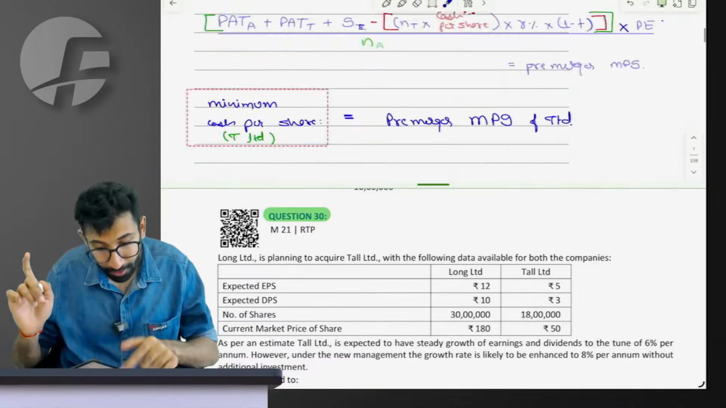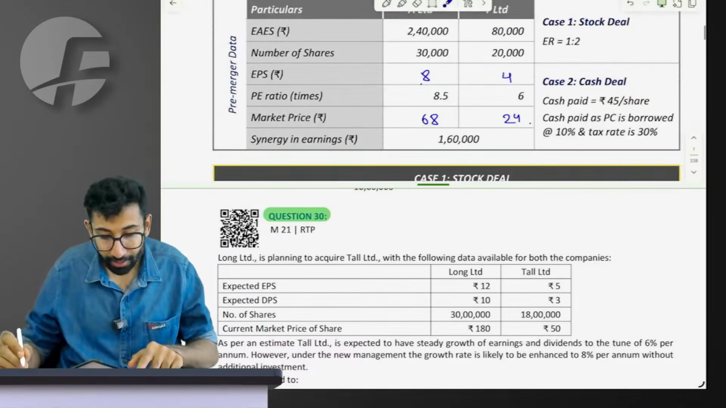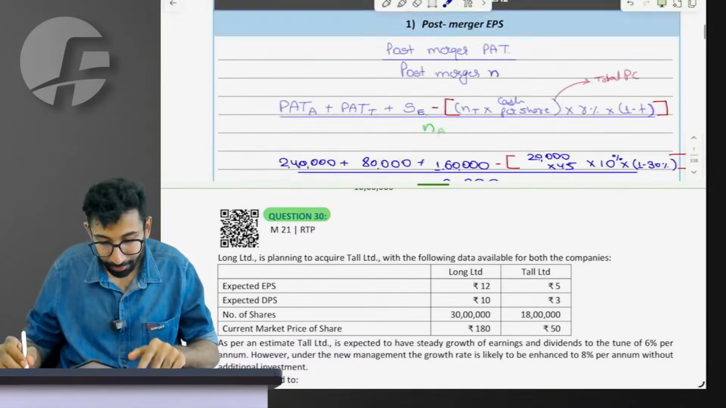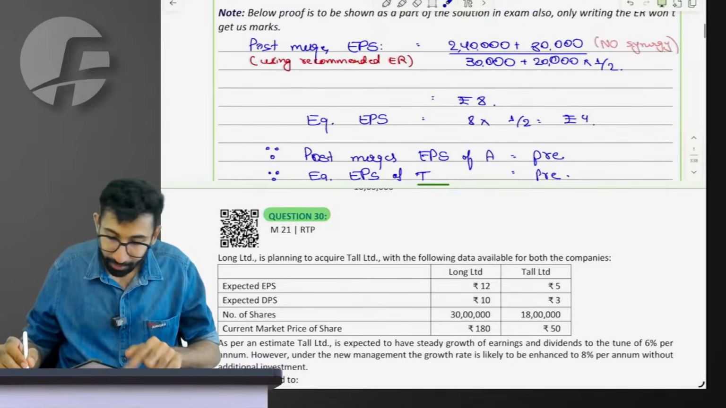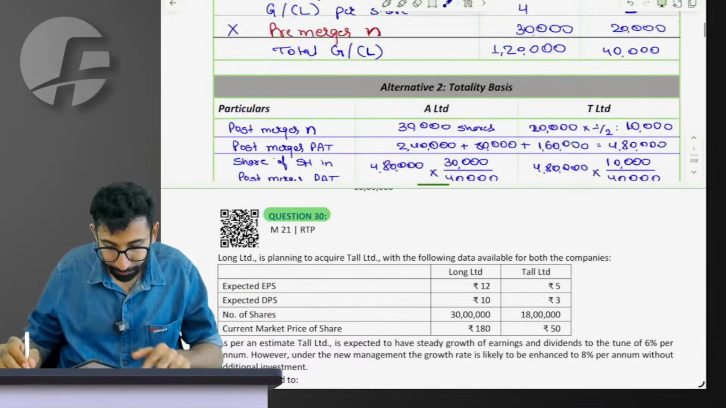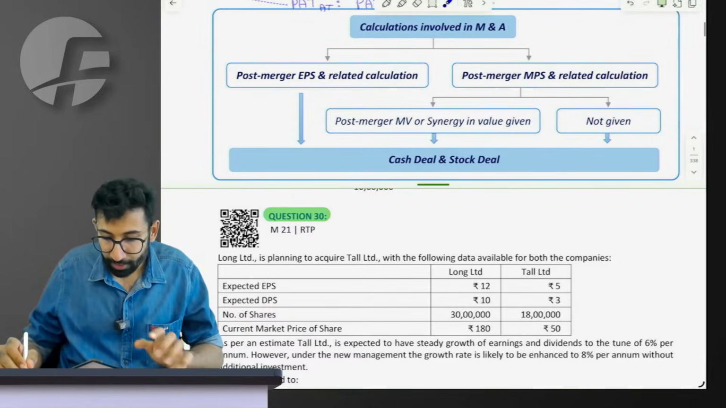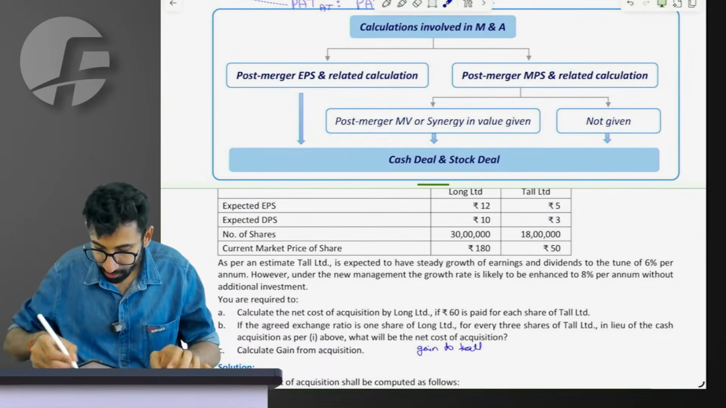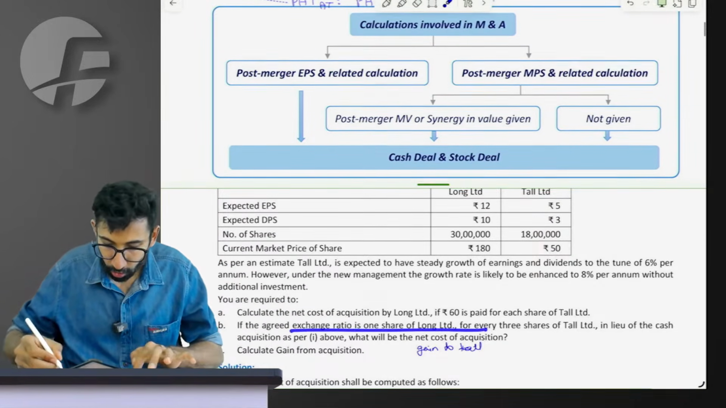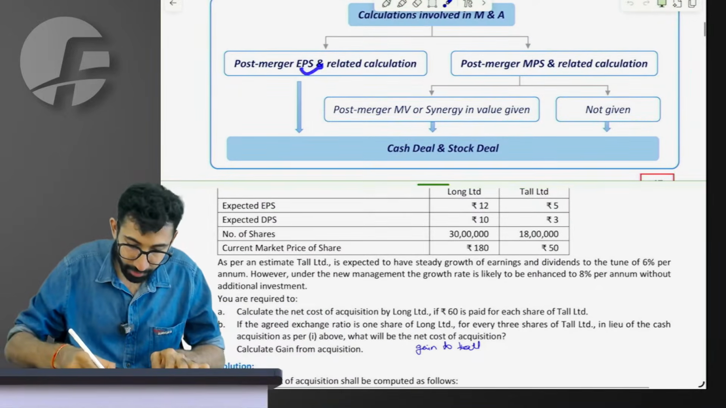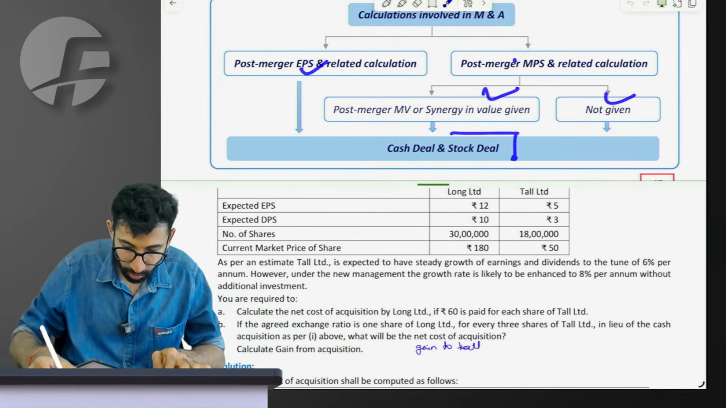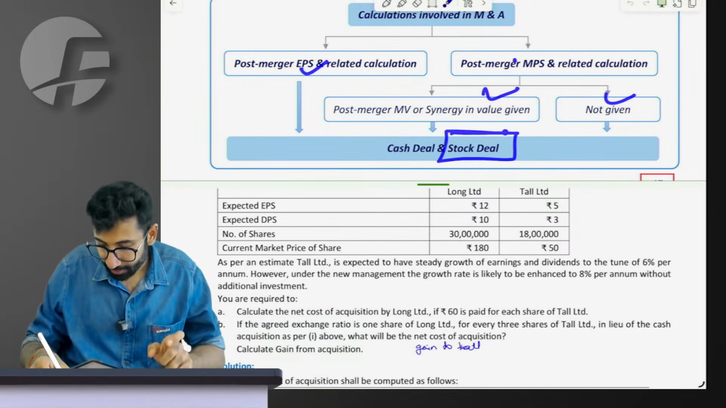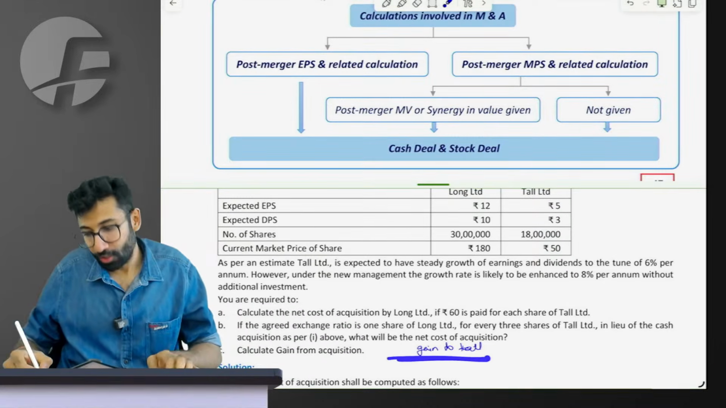Now you have learned all 6 possibilities. I'll take you to the original chart and make you understand where in this entire chapter you are. Let's do it one by one. They are asking, if the agreed exchange ratio is 1 by 3. First of all, do you agree that it is a stock deal? Second, gain to total limited.